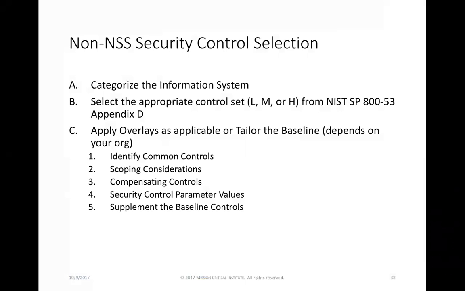But for non-NSS systems, you categorize the information system. You select the appropriate baseline, which is low, moderate, or high, from 800-53 Appendix D. And then you would apply overlays as applicable or tailor the baseline depending on your organization. Identify common controls. You look at scoping considerations. You look at compensating controls, which we'll talk about in a second. You look at security control parameter values, and you look at supplementing the baseline controls.